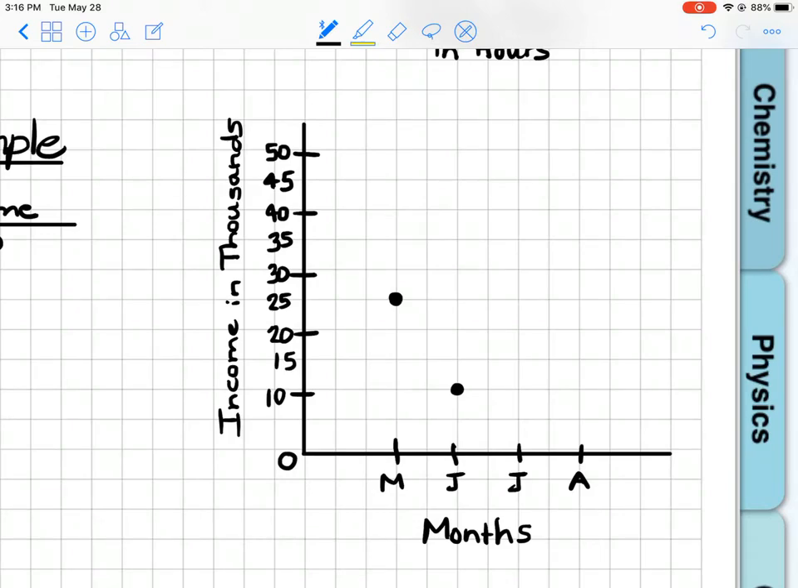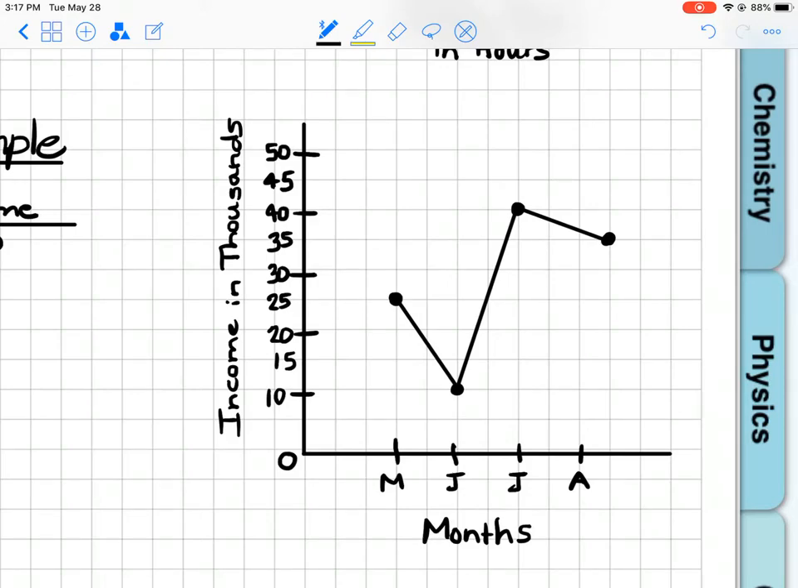And then July, things got a whole lot better. I went back up to 40,000 for the month of July. And then in August, I've dropped a little bit, not terribly bad, down to 35,000. So maybe this is income for a car salesman or a real estate company, someone whose income could vary from month to month. So then you want to connect your dots in order. So May to June, June to July, July to August, and that's all we have to look at.